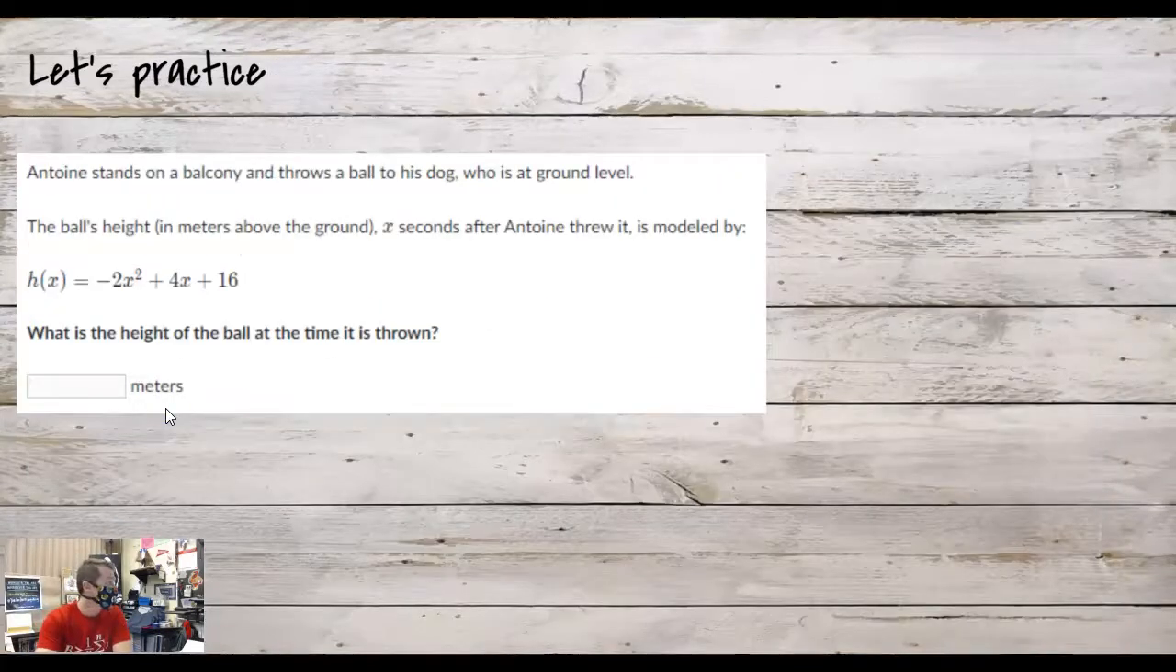Is this the same? No, it's slightly different. Oh yeah, Antoine and his ball that he throws off the balcony. Now, his dog is on the ground. When I first read this really quickly, I was like, Antoine, don't throw your dog off the balcony. So let's figure out. Now, wait. What's this question asking?